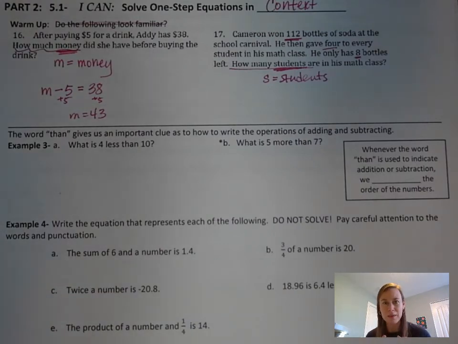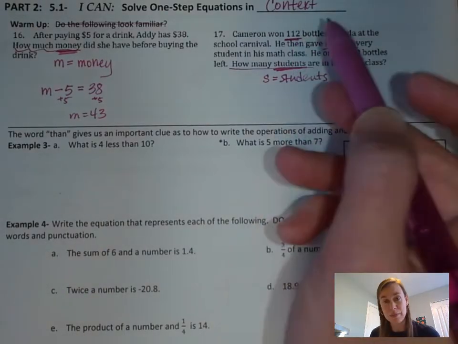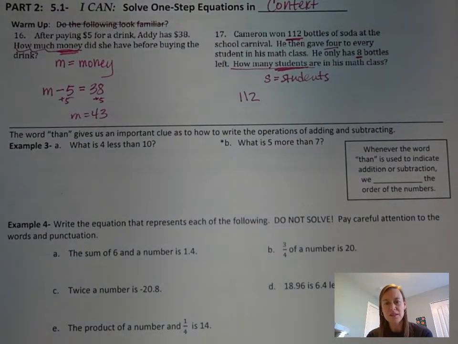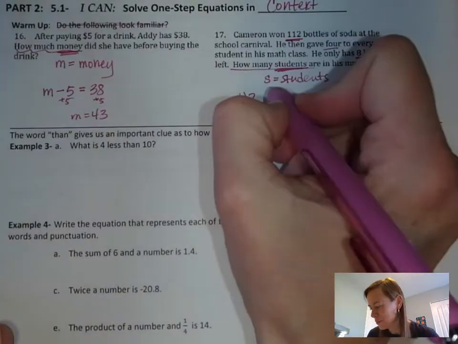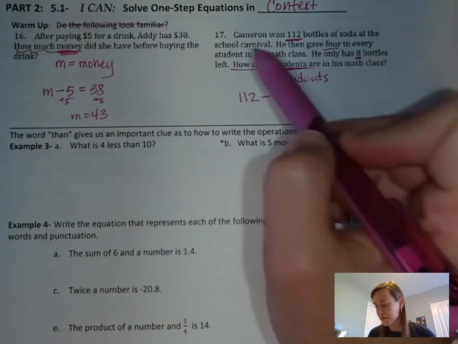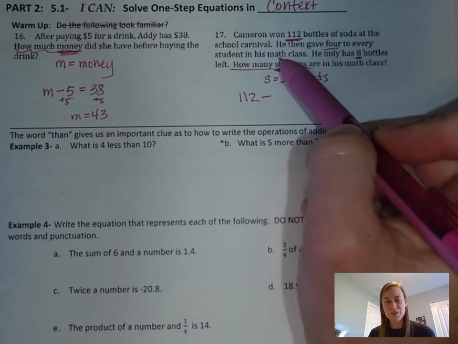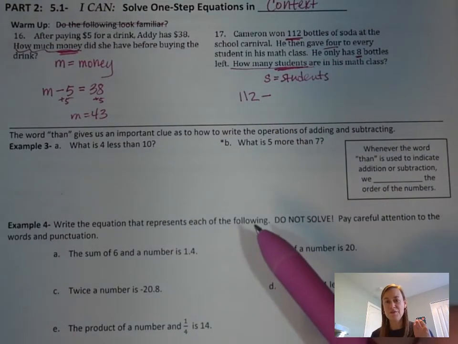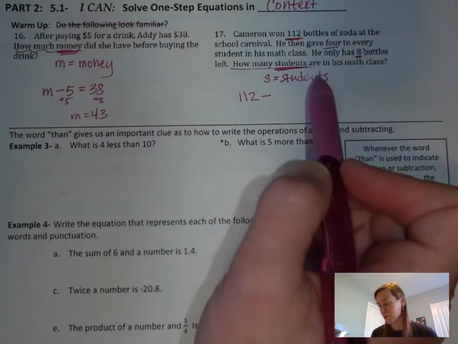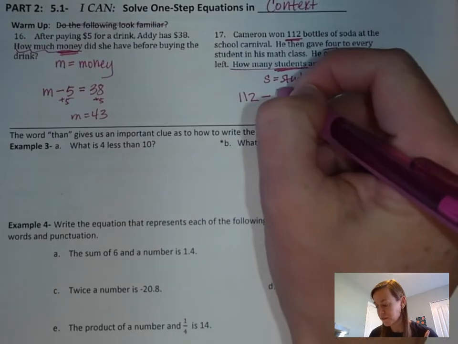Okay, so what happens at the beginning? At the beginning, he has how many bottles? He has 112 at the beginning, because that's how many he won. So he starts out with 112, and now he's going to give some away. So if he's giving them away, should we add some or should we subtract? Yeah, let's subtract. Good. Okay, so now how many did he give away? Well, he gave 4 to every student in his math class. So how can we represent that? 4 to every student would be like 4 times the number of students. And we're representing the number of students with an S, so we're just going to write 4S.